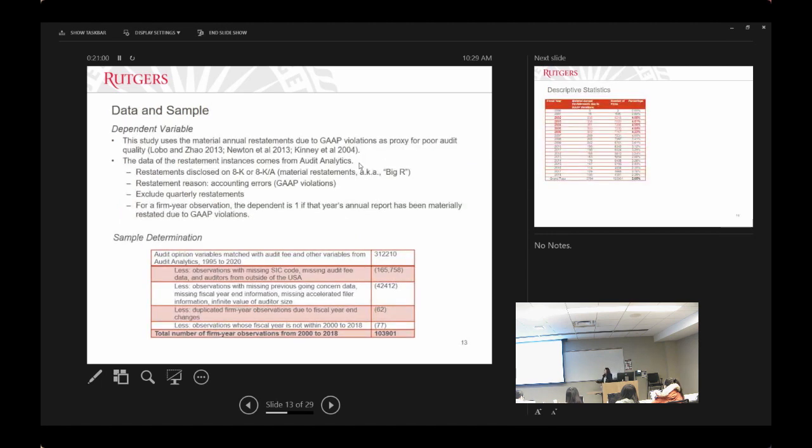So our data just come from Audit Analytics because it is a relatively comprehensive data set related to audit. And we get the dependent and independent variables, and then we ended up with more than 100,000 firm-year observations from 2000 to 2018. So this is to address Professor Miklos' question whether it's a full population. So the full population, you can say that it's actually about 300,000 observations, but we need to delete some observations from outside the US, some with missing data, so we ended up with one third of the full population. So it's still a sample.